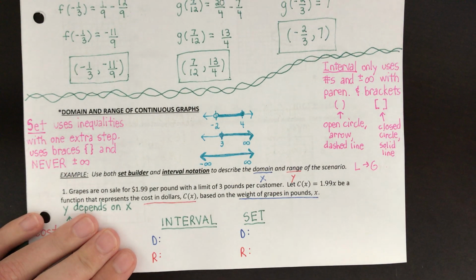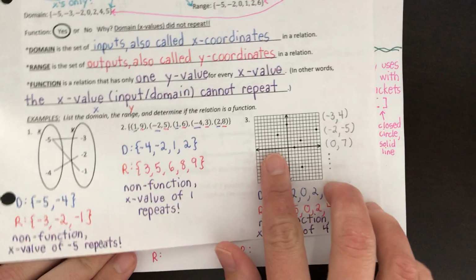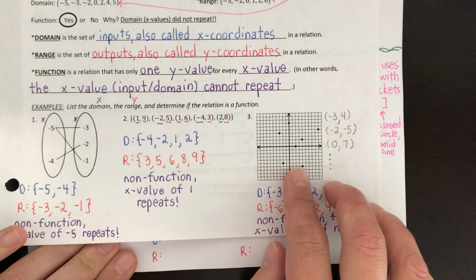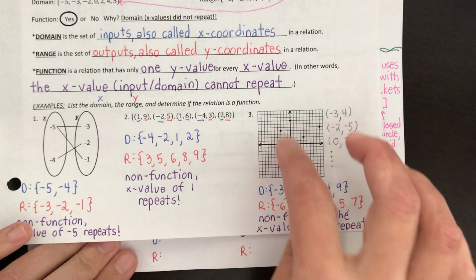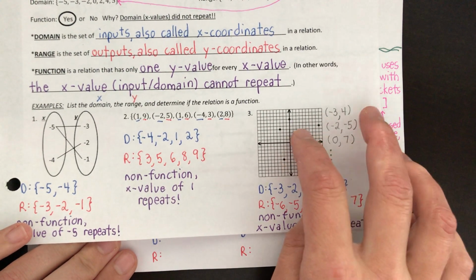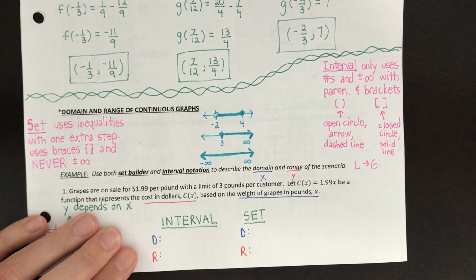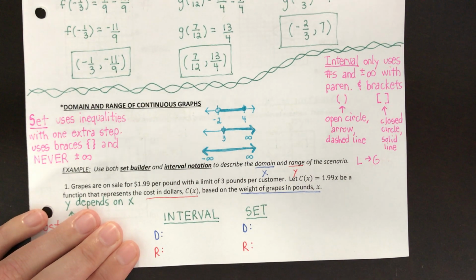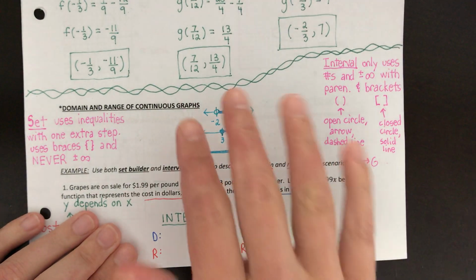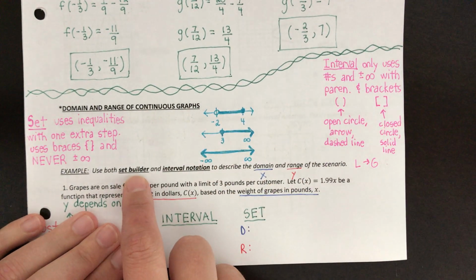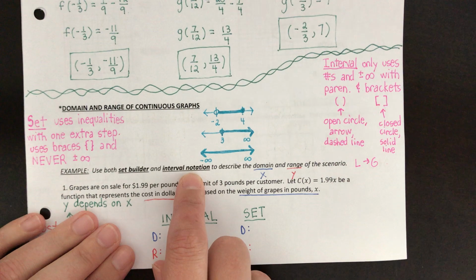So in part 1 of these notes, all we did was domain and range of discrete, non-continuous graphs, meaning just points on a coordinate grid, okay, just ordered pairs. Today, however, the graphs that we'll be finding domain and range for will be continuous graphs, such as a line, a curve, something like that. So that's what we're going to be doing today. And when we do domain and range today, we're going to be using what's called set builder and interval notation.